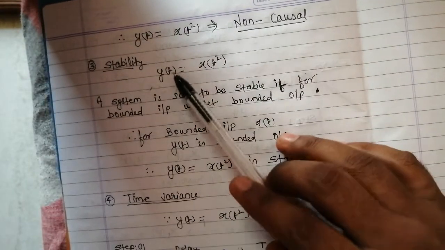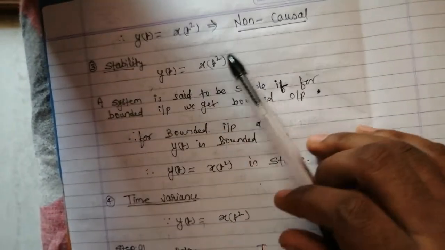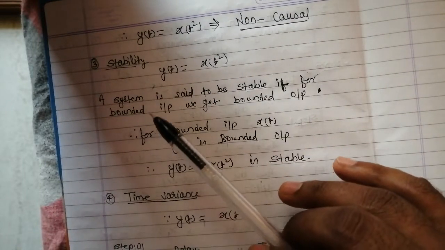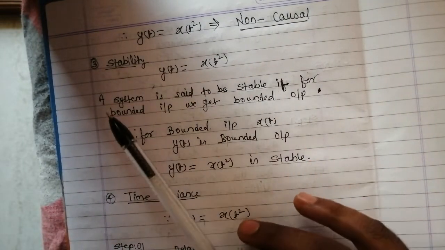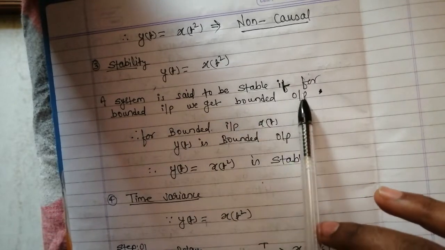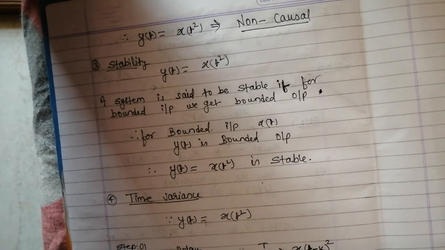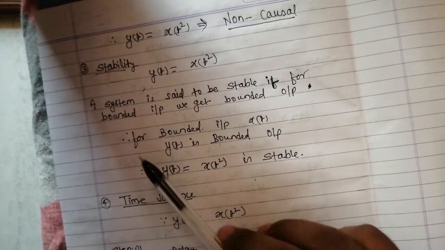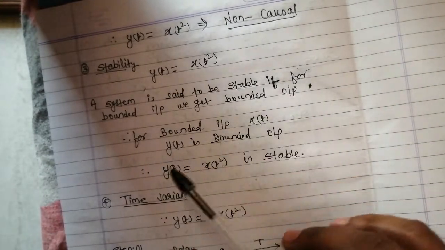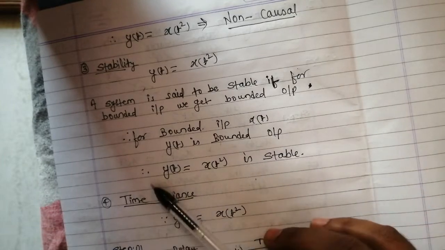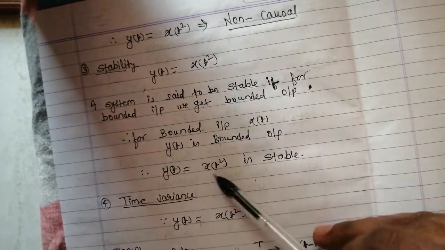Now let's check for the stability. For the stability, y of t equals x of t square, it is given. Now by definition, a system is said to be stable if for bounded input we get bounded output. What exactly this means: if your input is bounded, under a limit, and your output is also bounded, limited, then as a whole the system is said to be stable. So you can see here, for bounded input x of t, y of t is a bounded output, therefore the given y of t equals x of t square is a stable system.